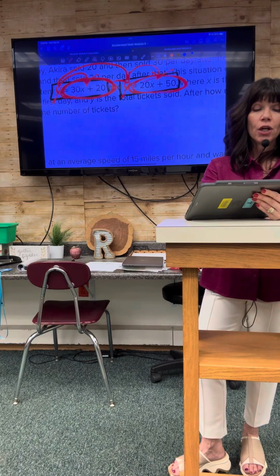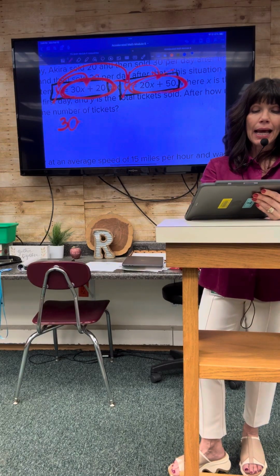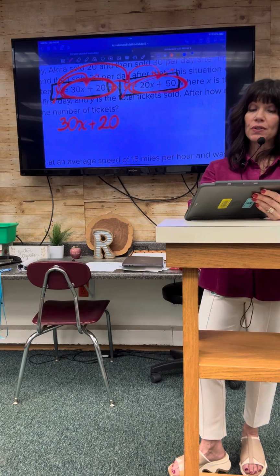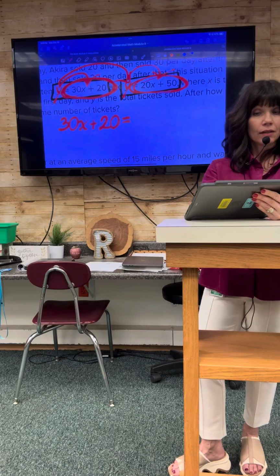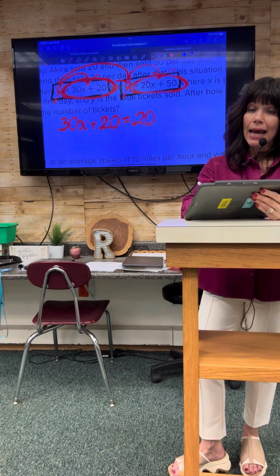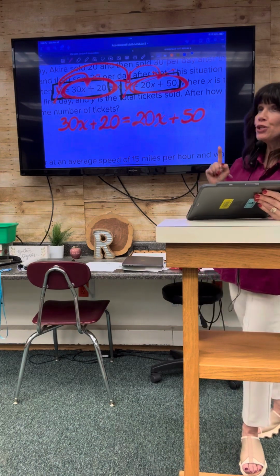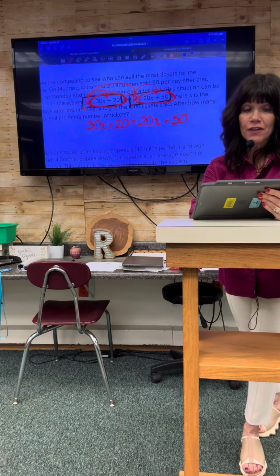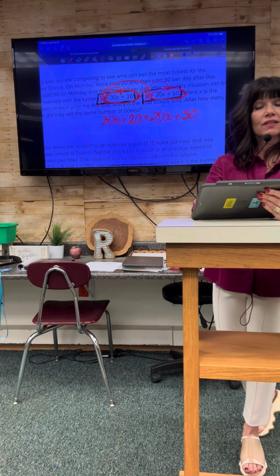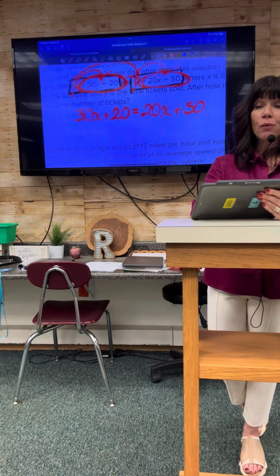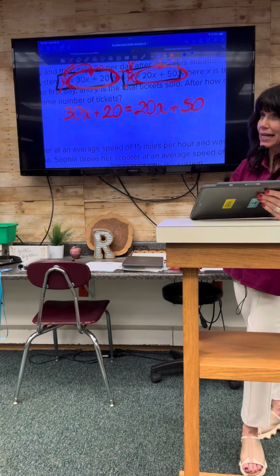So rewrite only those parts. On the left, we are writing 30x plus 20. Put an equal sign in between. 20x plus 50. Now when you solve to find the value of x, they've already told you x represents the number of days. That will answer their question of how many days it took.